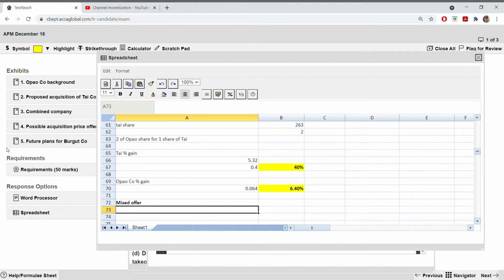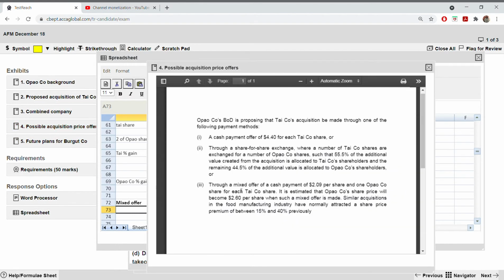But in mixed offer, let us read. Through a mixed offer, a cash payment of this one and one Oppo share for each Thai share. That means 1:1. Whenever it's 1:1, your work becomes much easier, right? So cash payment and one share for each share.